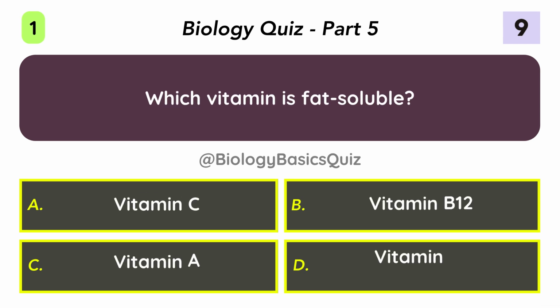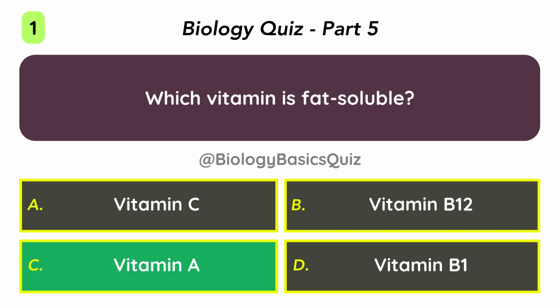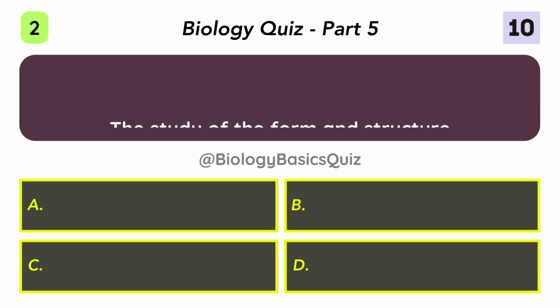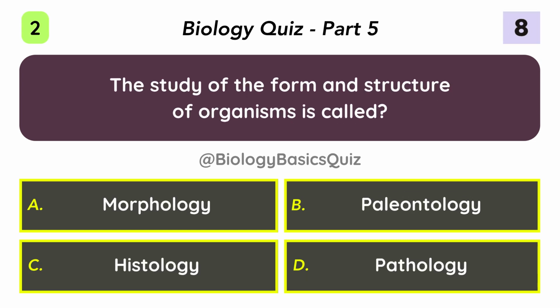Which vitamin is fat-soluble? Vitamin A. The study of the form and structure of organisms is called morphology.